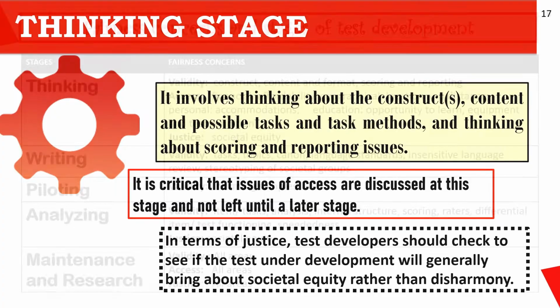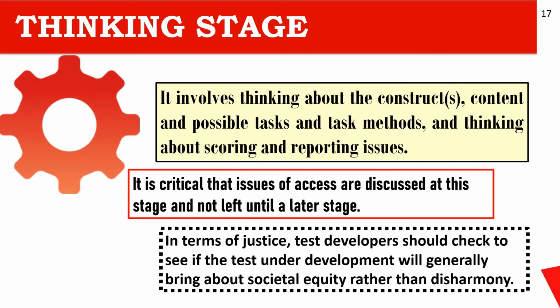Okay, so we have the thinking stage. It involves thinking about the constructs, content, and possible tasks and task methods, and thinking about scoring and reporting issues. It is critical that issues of access are discussed at this stage and not left until a later stage. In terms of justice, test developers should check to see if the tests under development will generally bring about societal equity rather than disharmony.